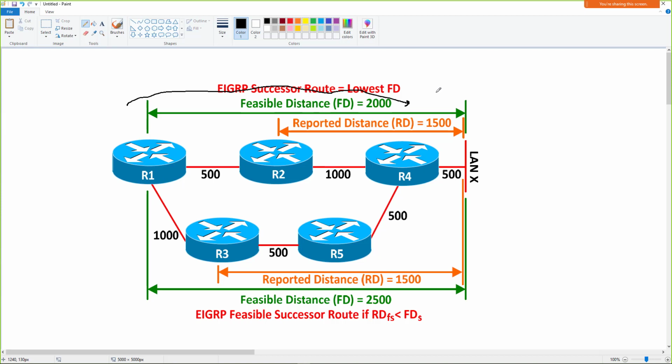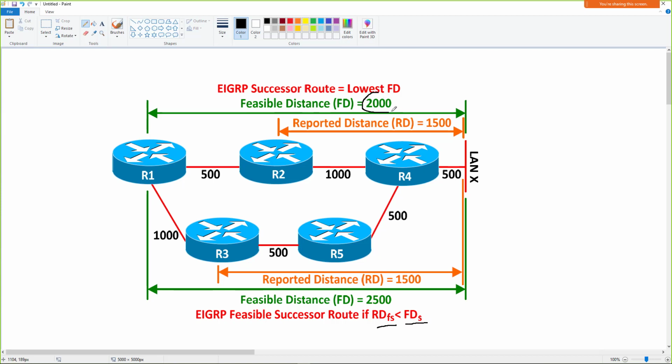So EIGRP, in order to achieve much faster convergence in the event that the primary path fails, will attempt to automatically calculate a loop-free alternate path, which is what we call the feasible successor. All right, that's what we call the feasible successor. But in order for that path to qualify, it has to meet the feasibility condition. Okay? And the feasibility condition states that the reported distance of the feasible successor needs to be less than the feasible distance of the successor.